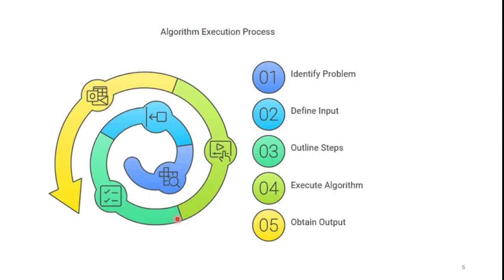Now coming to the execution process, there are 5 steps. Step 1 is identify the problem. Step 2 is define input, then outline steps, then step 4 execute the algorithm, and finally obtain output. These 5 steps include input, process and output. Identifying the problem and defining input are 1 and 2, considered under input, whereas outlining steps and executing the algorithm, 3 and 4, are the process, and the 5th step is obtaining output.